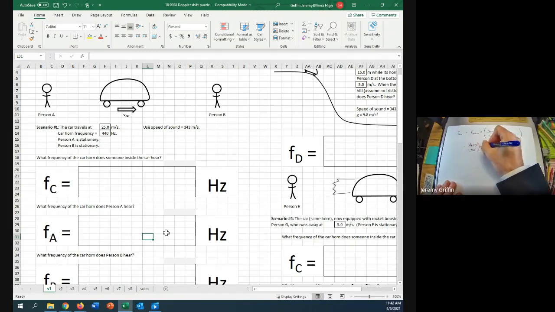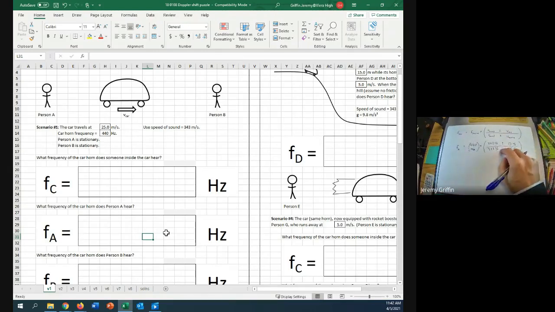Then multiply by this ratio, which gives the frequency observed by person A. So 343 meters per second for the speed of sound, plus or minus here. Since person A was just standing there, what's that person's speed? Yeah, 0. That just goes there, so the numerator is easy to work with. But the car is in motion. The car was going at 25 meters per second.